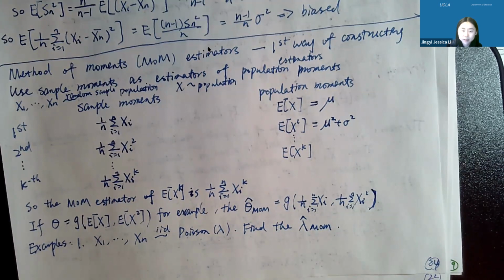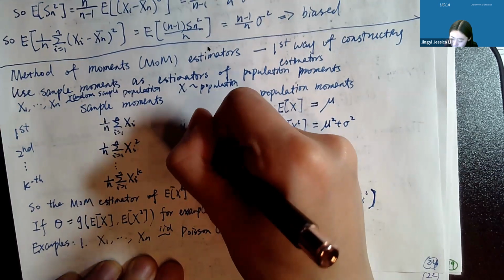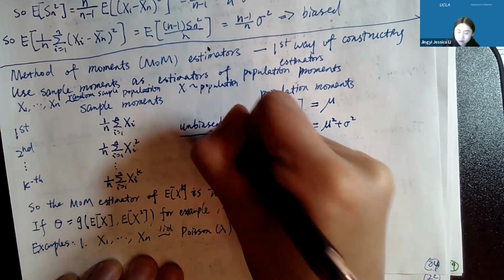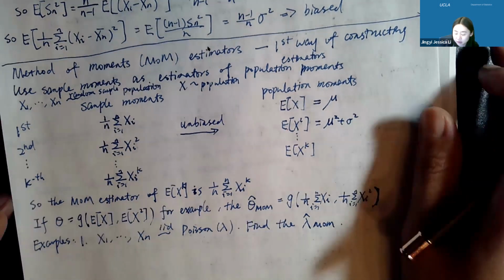Yeah, but you made a very good point, Brandon. We can say that these things are unbiased. Each sample moment is an unbiased estimator for the population moment by definition, and there's no problem for that.